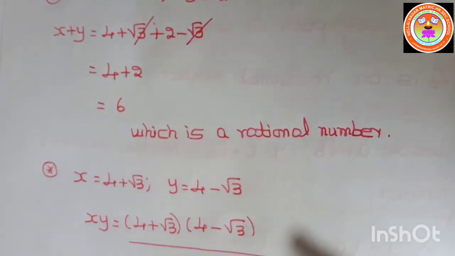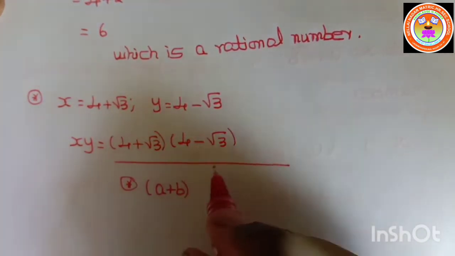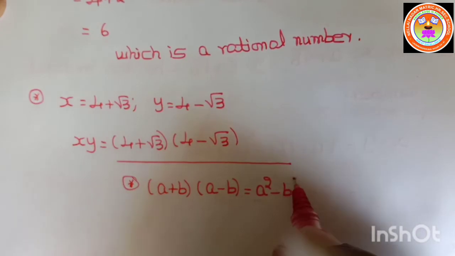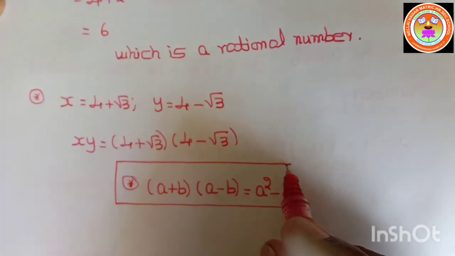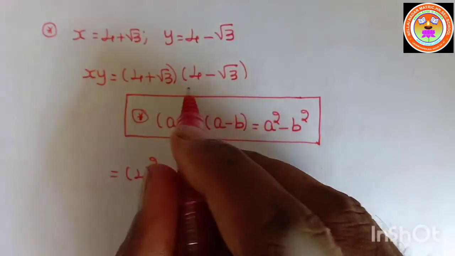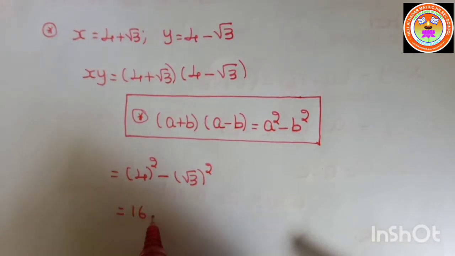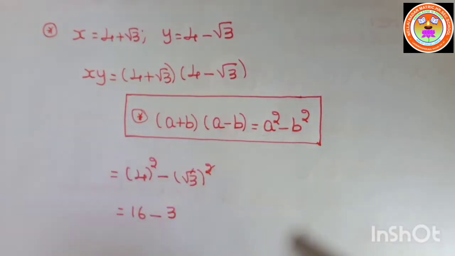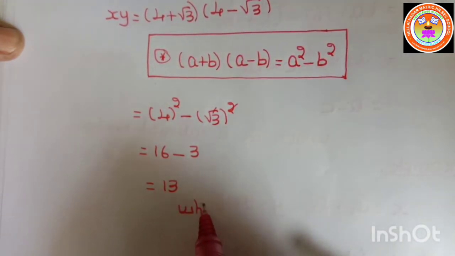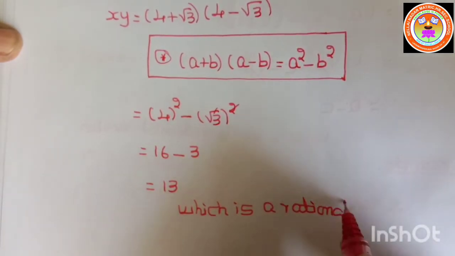It is in the form of a plus b into a minus b. The formula is a square minus b square. Here a is 4, so 4 square minus root 3 the whole square. 4 into 4 is 16. Root square cancels, 3. 16 minus 3 is 13, which is a rational number.